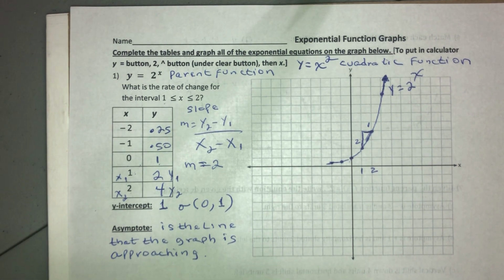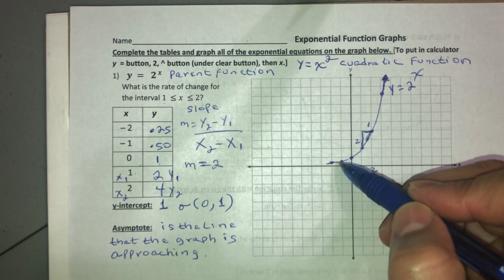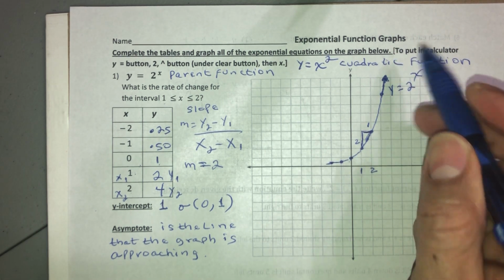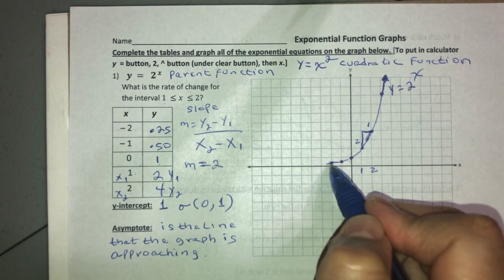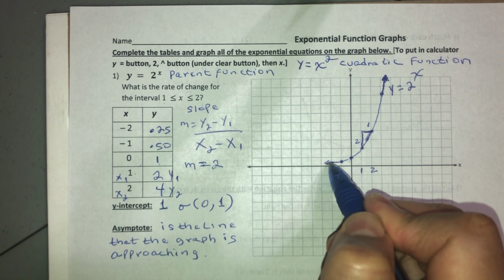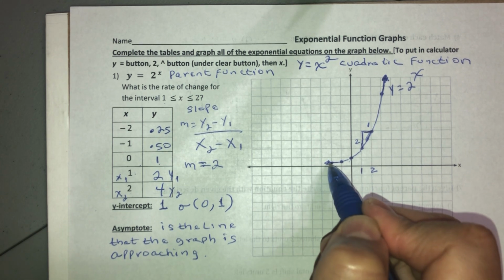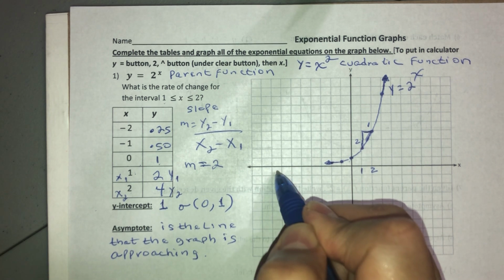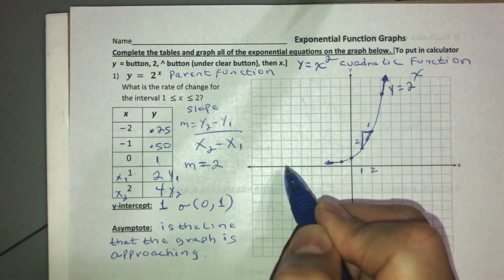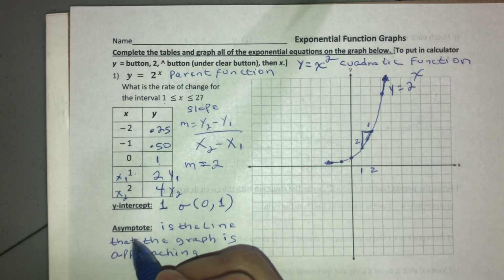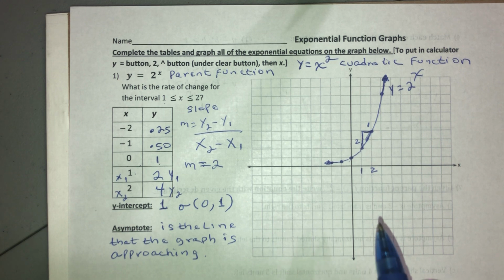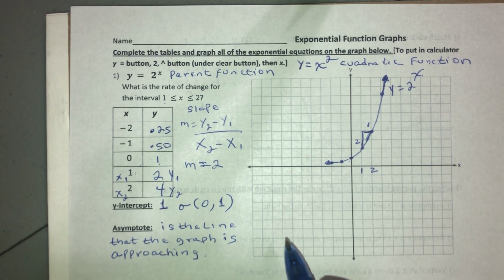Okay, what do they mean by that? If you go this direction, the graph is going to infinity. Now, if you go in this direction, you can see that the graph is getting close to the x-axis, but it's never going to touch it. Never ever. So the asymptote is the line that the graph is approaching, but the graph is never going to touch it.